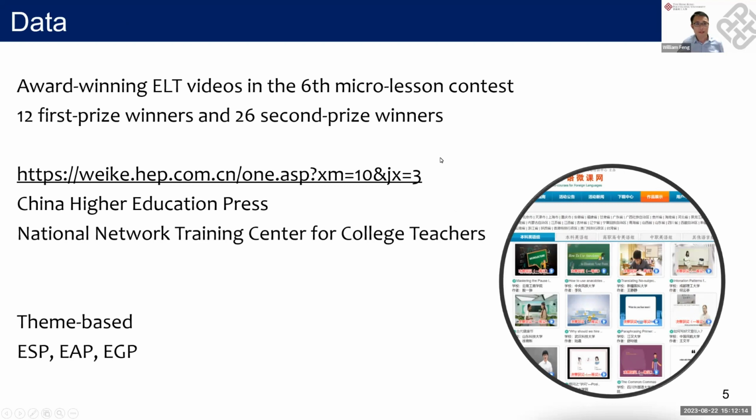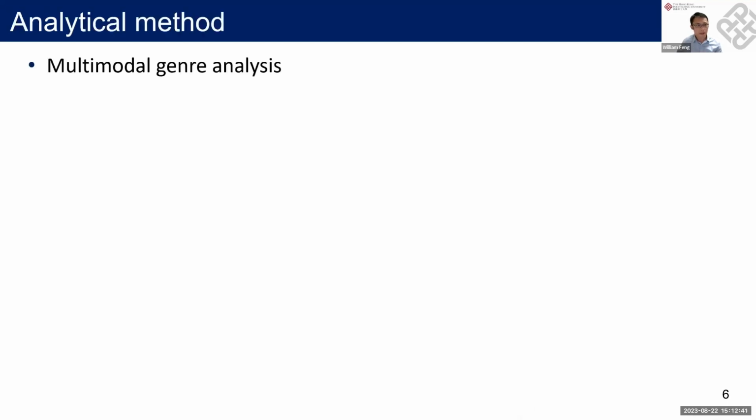And my data is 38 award-winning ELT videos in the 6th micro lesson contest. So this contest is theme-based. Some of them are about ESP, some EAP, and some English for general purposes, just about introducing English-speaking culture, or some kinds of grammar, things like this.